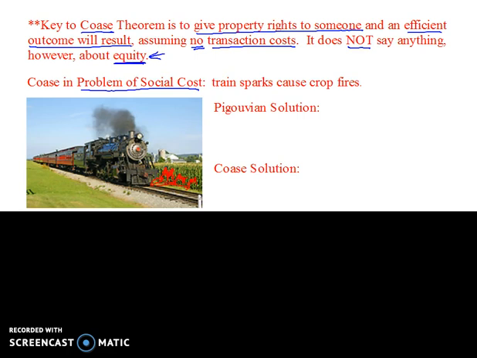The straightforward Pigouvian solution, of course, is a tax. You would place a tax on train delivery services, and as we discussed in some previous videos, that would shift the supply curve up for train delivery by the amount of the tax and reduce the amount of delivery that the train does. It would get us to the social optimum. The train company would be forced to take into account the negative externality they were creating for the farmer. But Coase says there's another solution to this problem, and that is that we could assign private property rights.